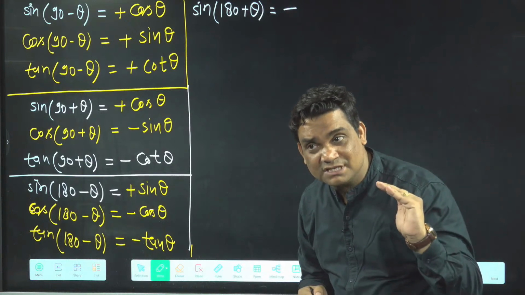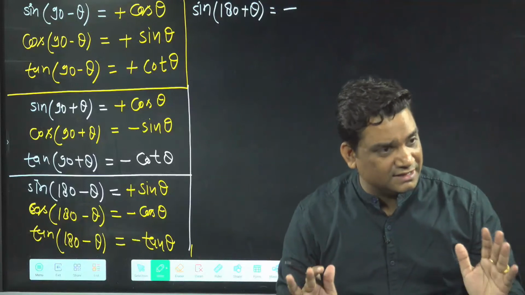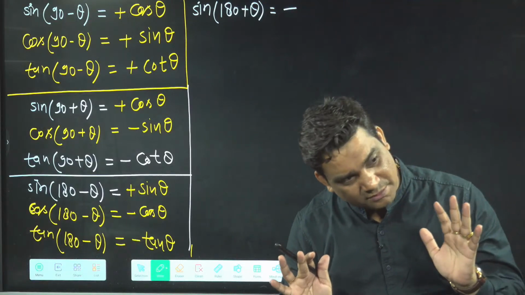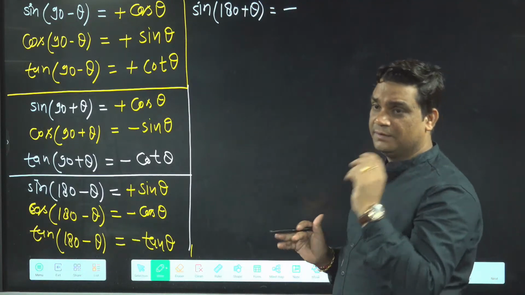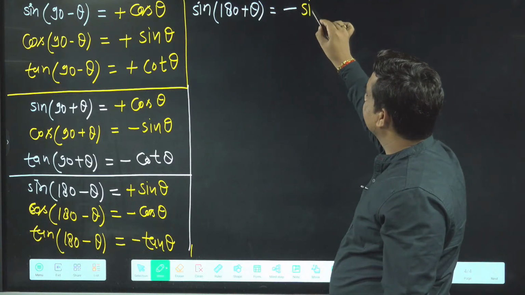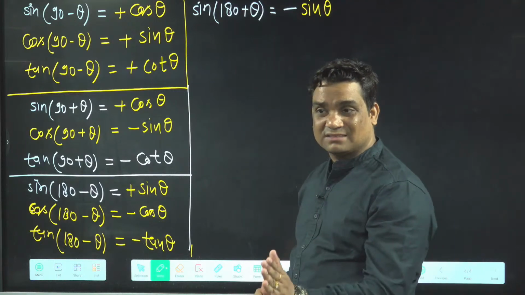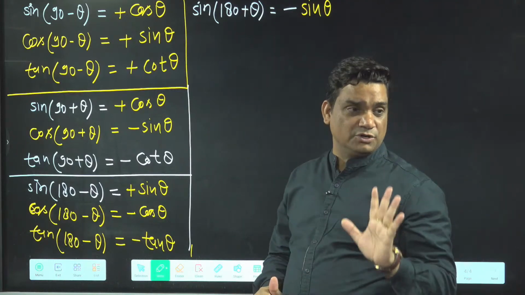Change only happens in 90 and 270. This is the rule. Proofs are there, but I'm just saying that you have to remember the rules right now, okay? So we can say minus sine theta. 180 plus means third quadrant, and in the third quadrant only tan is going to be positive.